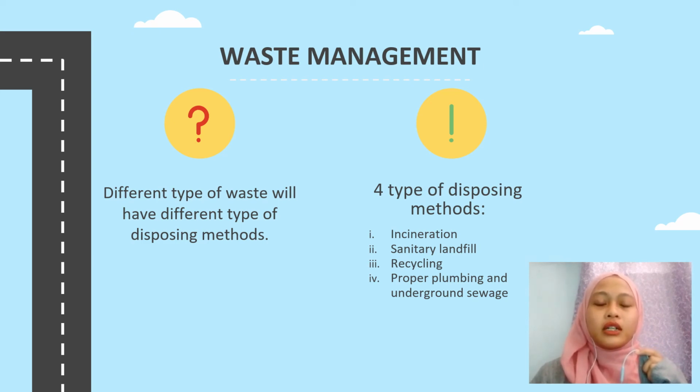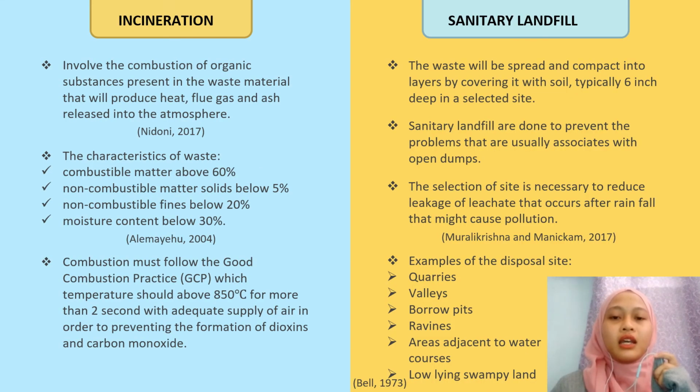The disposing method consists of 4 types, which are incineration, sanitary landfill, recycling, and also proper plumbing and underground sewage. Firstly, incineration. Incineration involves the process of combustion of organic substance present in the waste material that will produce heat, flue gas, and ash that are released into the atmosphere.